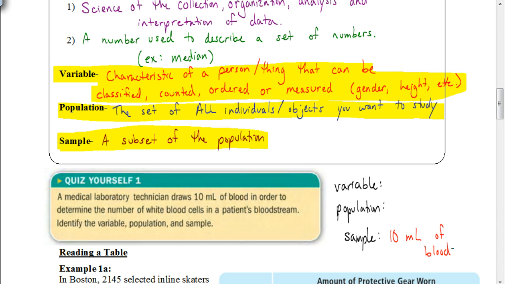Now the population in this case is going to be all of it. Well, obviously a person has more than 10 milliliters of blood pumping through their body. So the population in this case would be all of the patient's blood.